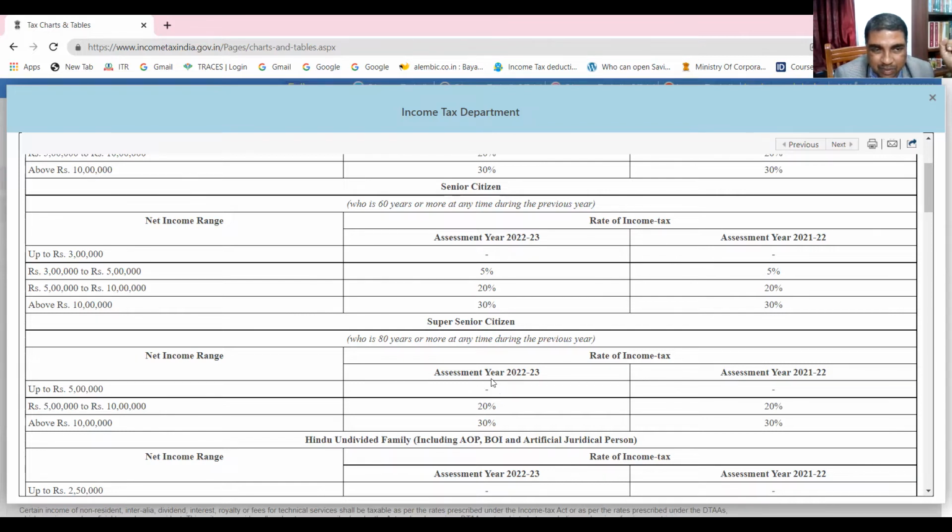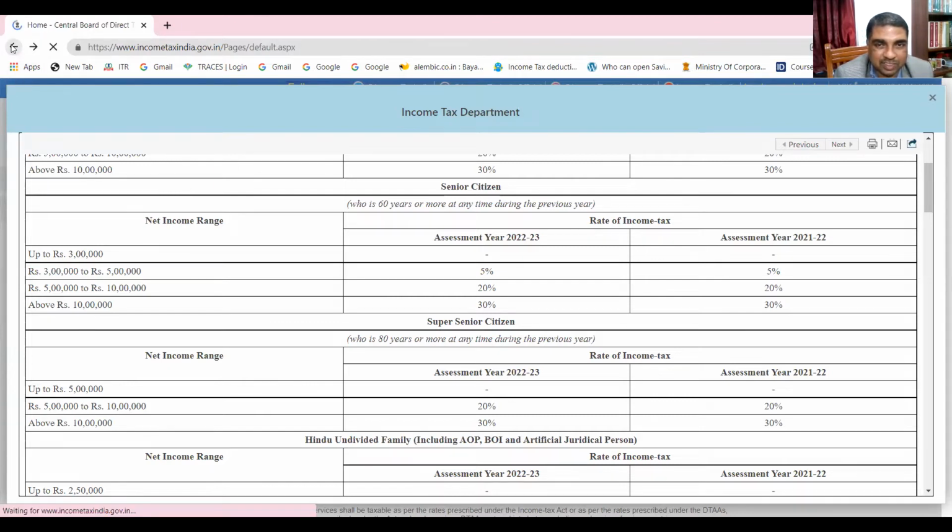No, sir. Then for above 5 lakh and up to 10 lakh, what is the rate? 20%. And above 10 lakh, what is the rate? 30%. Okay. So you see there are only two rates, either 20% or 30%. Up to 5 lakh income is exempt for super senior citizens. Understood?